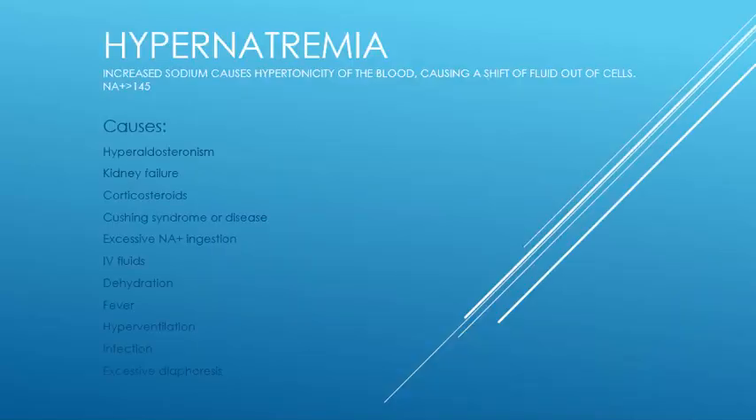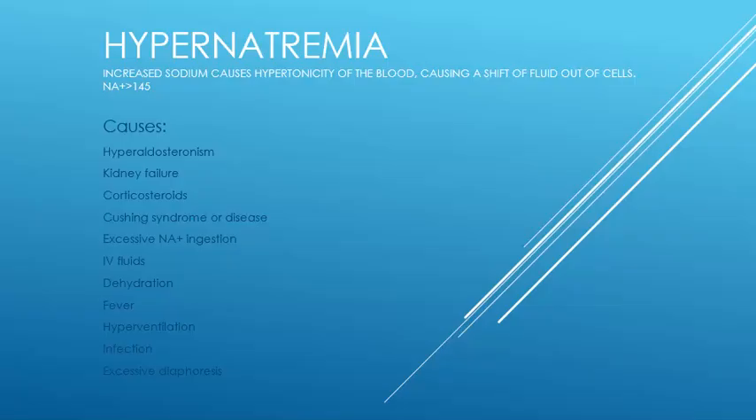See. Now, hypernatremia, this is just an increased sodium. It causes a hypertonicity of the blood. It causes a shift of fluid out of the cells. Some of your causes, there's a long list. You can also see these on page 261, box 13.5.